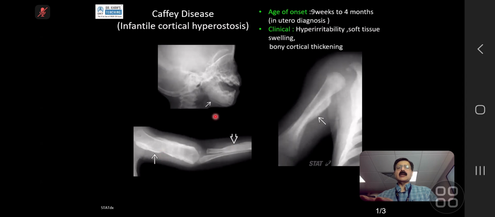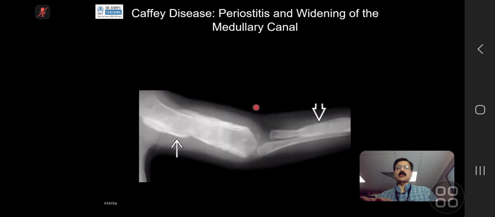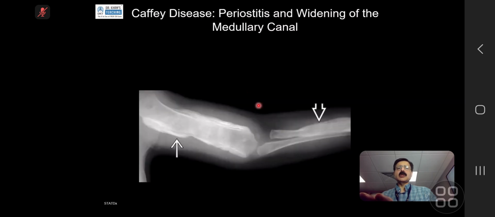This is diaphyseal, and this is the mandible, and these are from StatDx from other examples. This is, I think, the same example with the mandible, at 1 month old. You see, 1 month old, Caffey's disease. This is from StatDx. And this one again, diaphyseal.